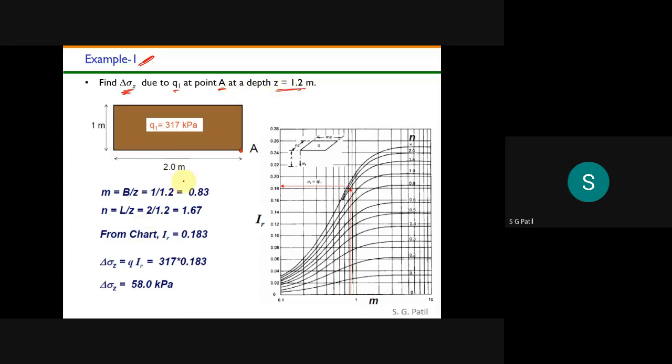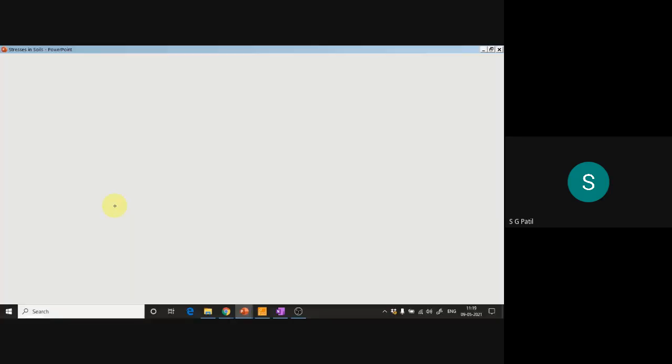One more thing before going into this problem: whatever this m and n are, they can be interchangeable. Hold on a minute. What happened?